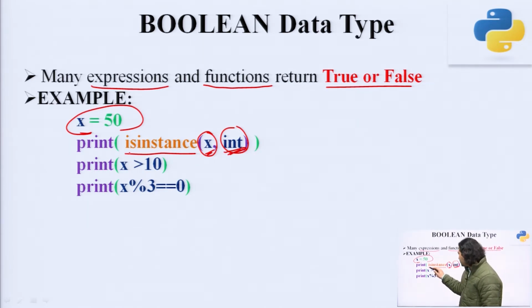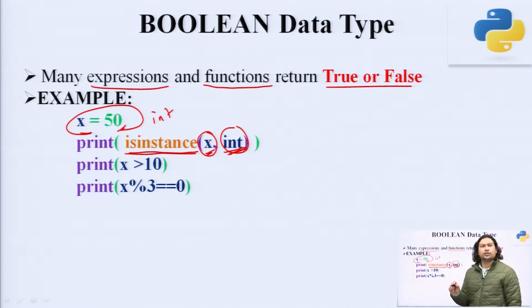So, we are using just a function, and here you can see isinstance is our function by which we are getting this, yes, this x value, that is 50, is int. So, the int value is int, it is justified. So, the answer for this one is True. Similarly, the next one is x greater than 10, the x value is 50, again the answer is True.